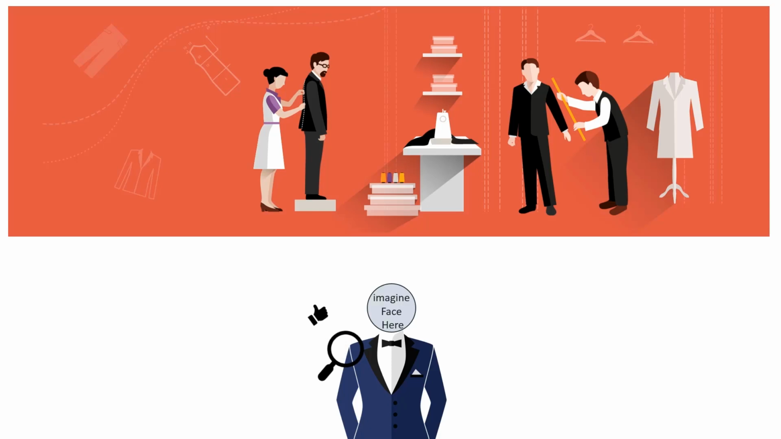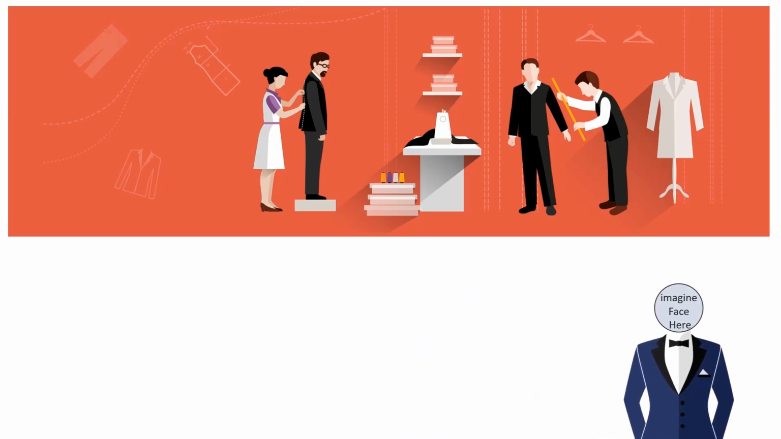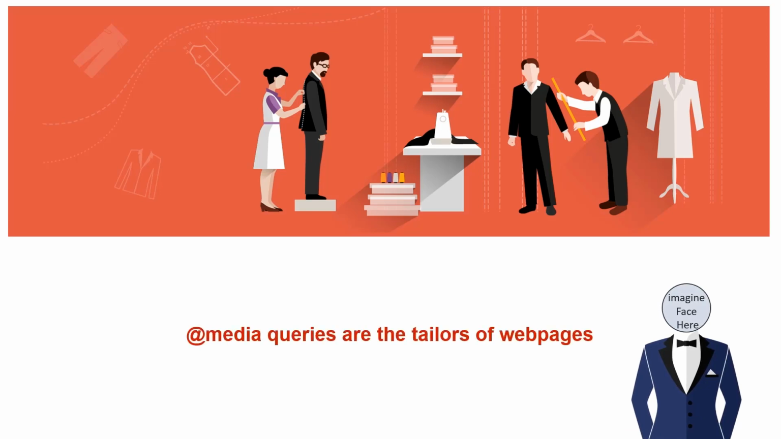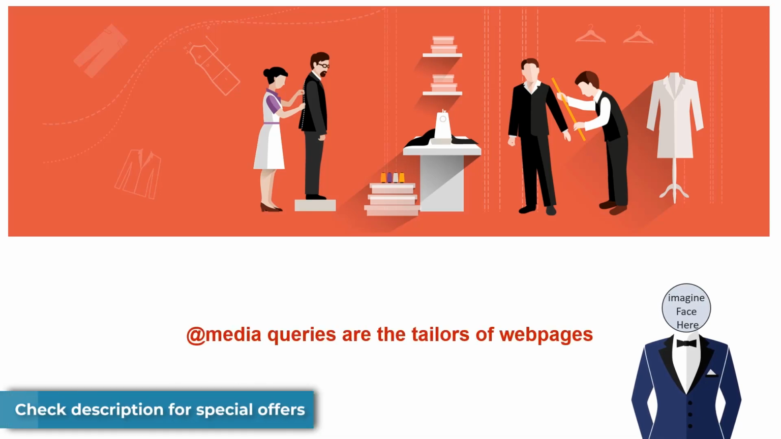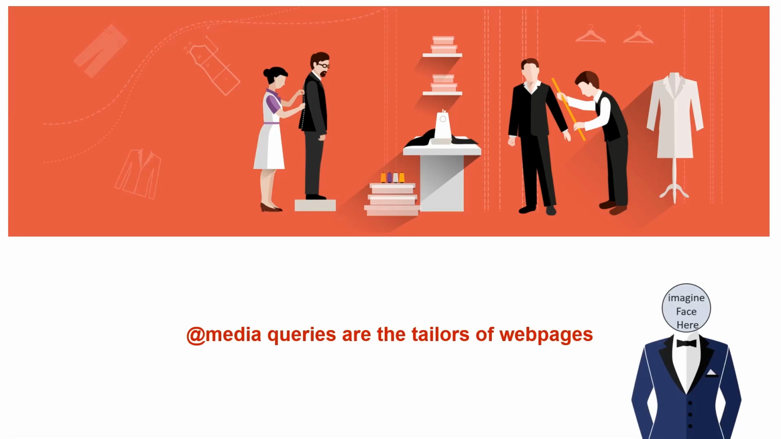Now, this is my favorite analogy to use when I think about media queries. Simply because when you think about it, media queries are the tailors of web pages. Instead of your family members, media queries query each web page about their style preferences and their measurements, and based on those measurements it applies the required style preferences.